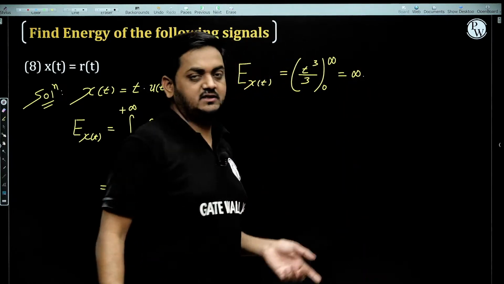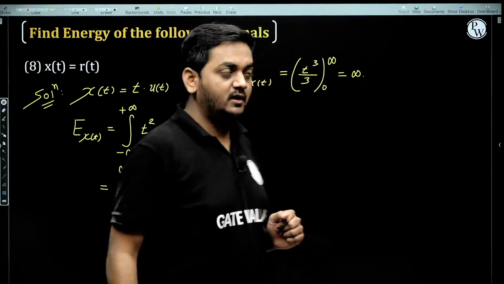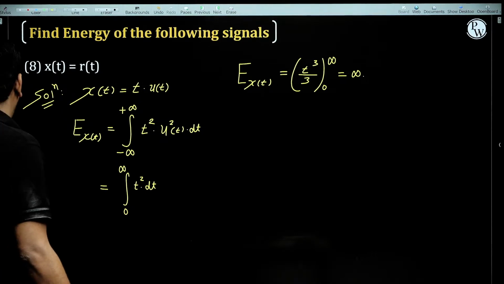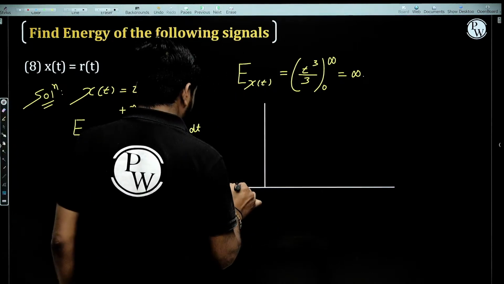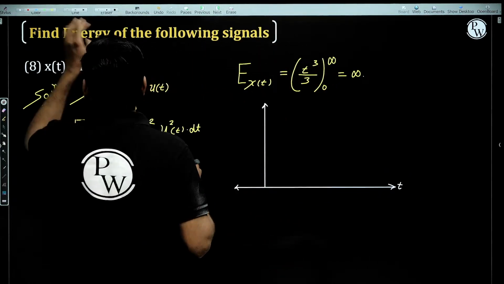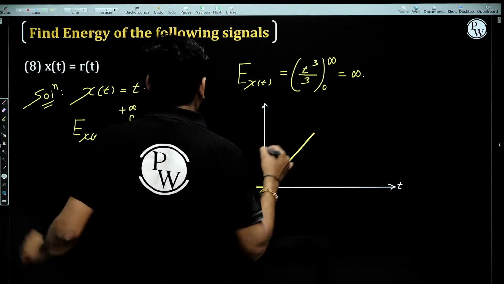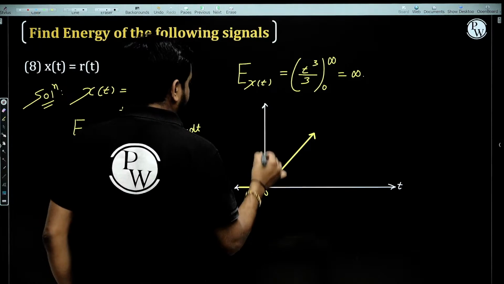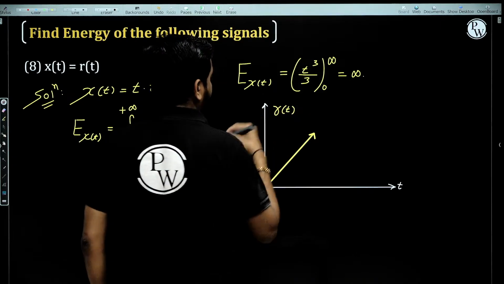See, energy being infinite doesn't mean the power will be finite, guys. It can be neither an energy nor a power signal, correct? Here, if we calculate the power of this signal, the power also will be infinite, guys. Later we will see. So as this is an increasing function on the right side, an infinite duration increasing function, energy is infinite. Got it? This is nothing but the ramp function r of t.